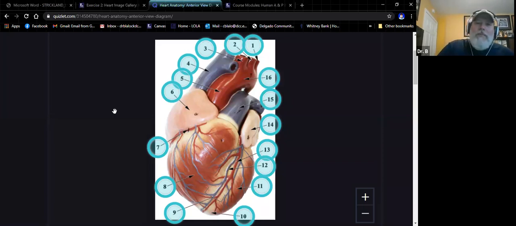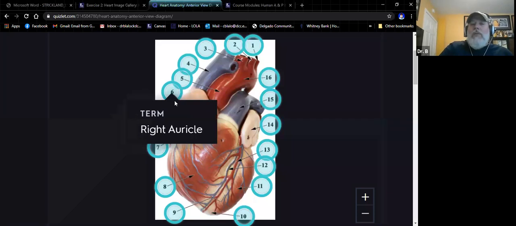For example, right here, what number 6 is pointing to. Number 6 is pointing to a structure. This structure sits on top of a chamber. So if we ask you to identify this structure, the correct answer would be the right auricle. The auricles are these ear-like flaps that sit over the atria, which actually extend the atria out a little bit to make them a little bit bigger. So if I ask you to identify this structure, you would tell me right auricle.